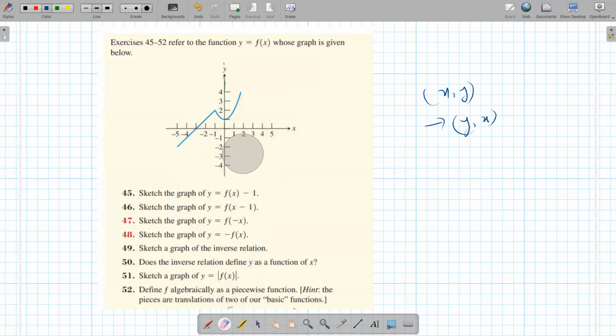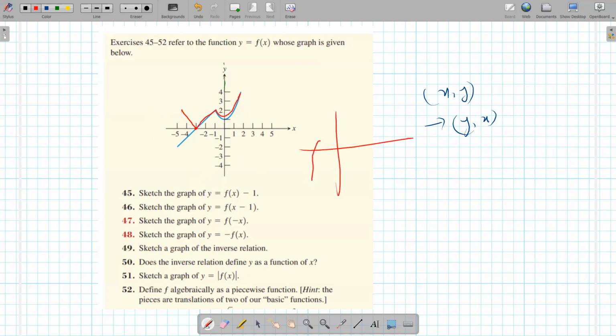51, sketch the graph of y equals the absolute value of f of x. Is there a restriction on the x then? No, only on the y values. What this means is you can't have negative y values. Y values must be positive. There's no restriction on the x. If they're not positive, make them positive. Up until here, we're fine. All the y values are positive. From here, the y values are negative. So all we're going to do is reflect it on the horizontal, and we're done. That's pretty easy.